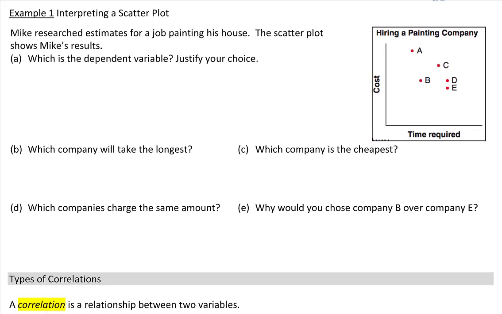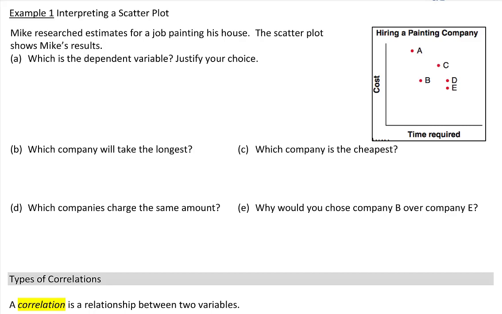Next thing you should be able to do is interpret a scatter plot. Mike researched estimates for a job painting his house. The scatter plot shows Mike's results. Which is the dependent variable? Justify your choice. Recall that the dependent variable is usually placed along the y-axis. So in this example, the dependent variable is cost.